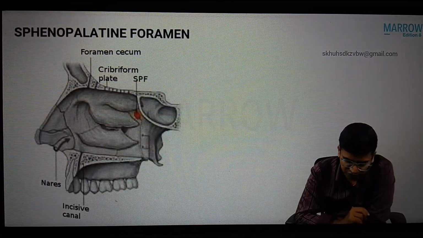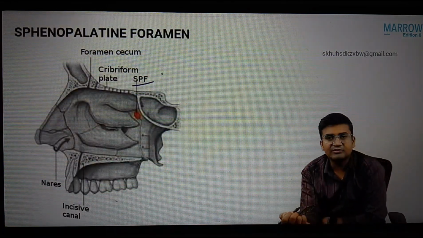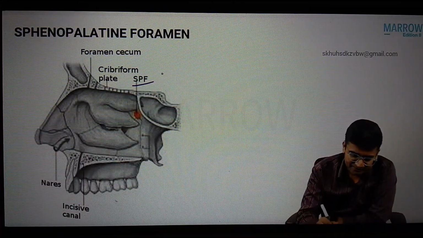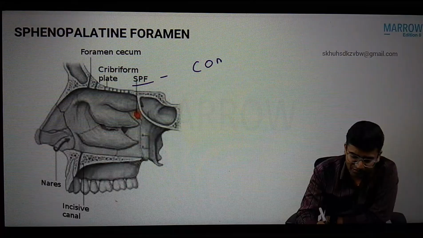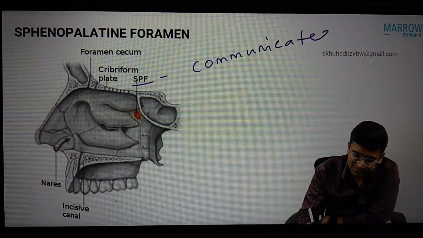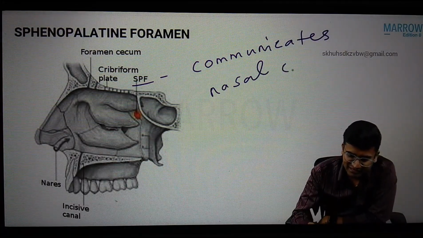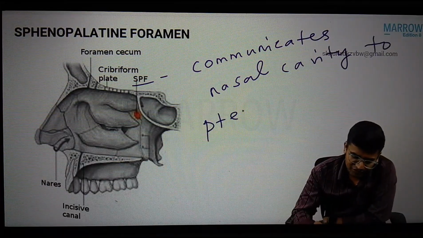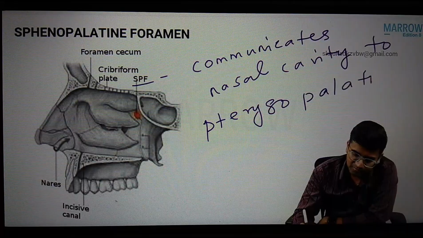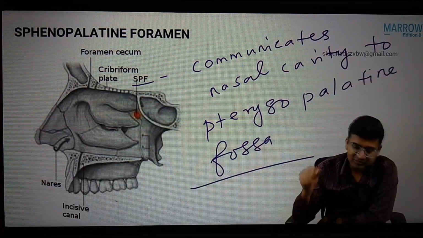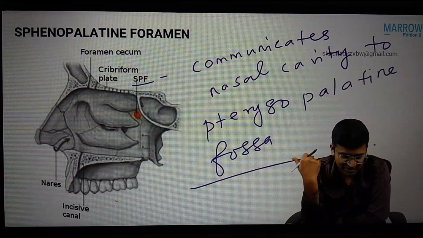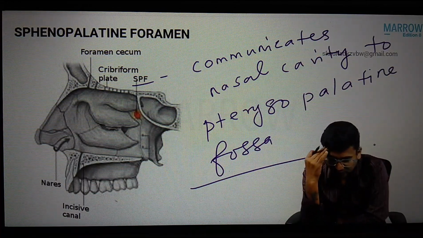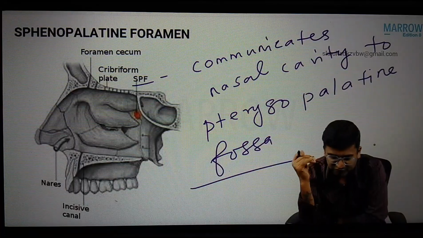And in the lateral wall of the nose, we see the sphenopalatine foramen. See the diagram? So, the sphenopalatine foramen is just behind the middle turbinate. It communicates the lateral wall of the nasal cavity to the pterygopalatine fossa. I hope you know that. We already discussed this in the sphenopalatine fossa topic, communications.